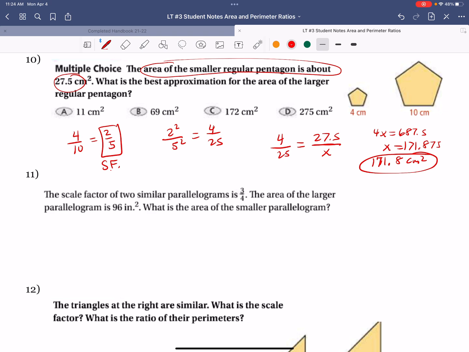All right, so we've got 3 to 4. If I square that, my ratio of areas is 9 to 16. So I say 9 is to 16 as x is to 96. 96 is on the bottom because the larger one is 96. Cross multiply and solve, and I get 16x equals 864. X is 54 inches squared.